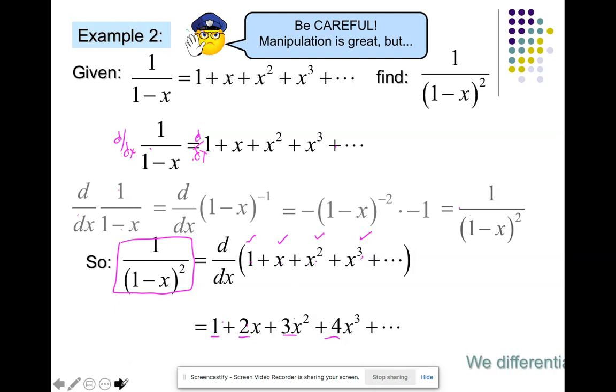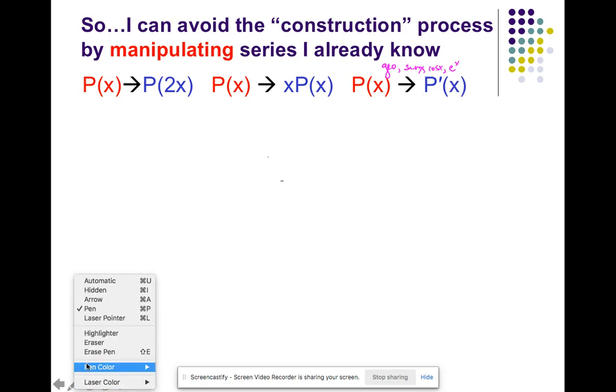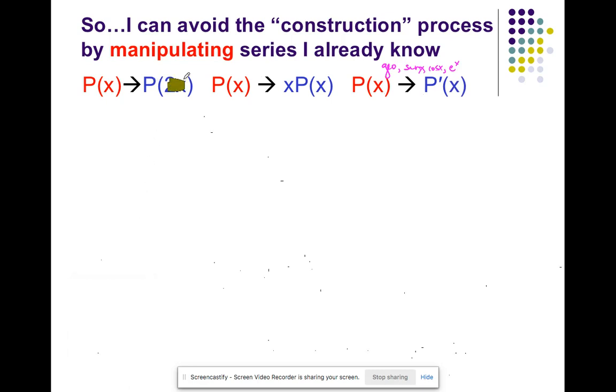Okay, pretty cool. So you can avoid the building or the construction process by manipulating series I already know. And the series you know are geometric, sine, cosine, and e. The things that you can do are composition, multiplication, and differentiate both sides. You can't square.